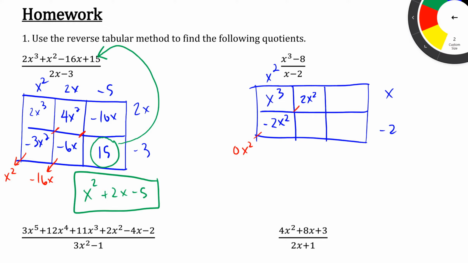So now we see that to make 2x squared, I need to multiply by 2x, which is going to make negative 4x. Well, again, I don't have any x's, so these have to add up to 0x, making this box 4x. Well, if that's 4x, I'm going to put a 4 here, and then I wind up having negative 8 on the bottom. So I can see that my answer to this question winds up being x squared plus 2x plus 4.